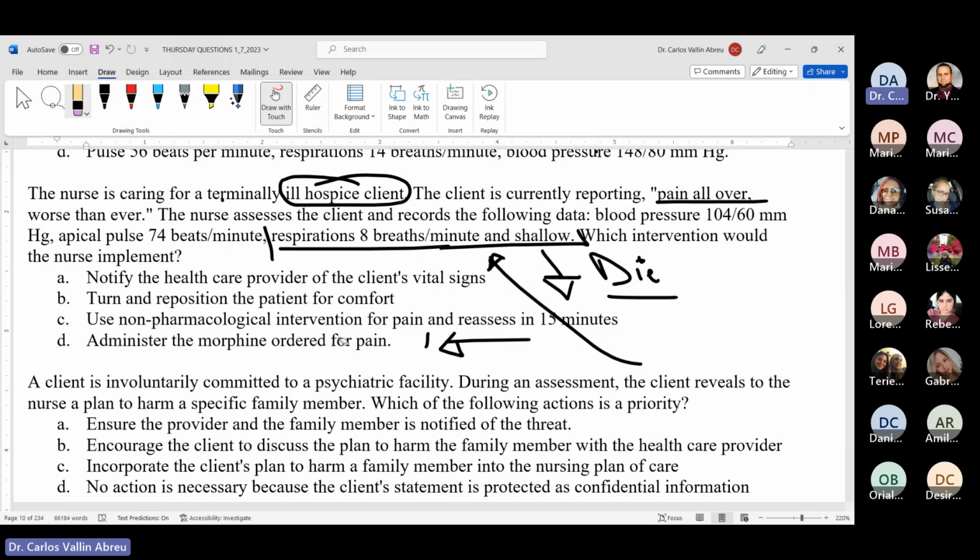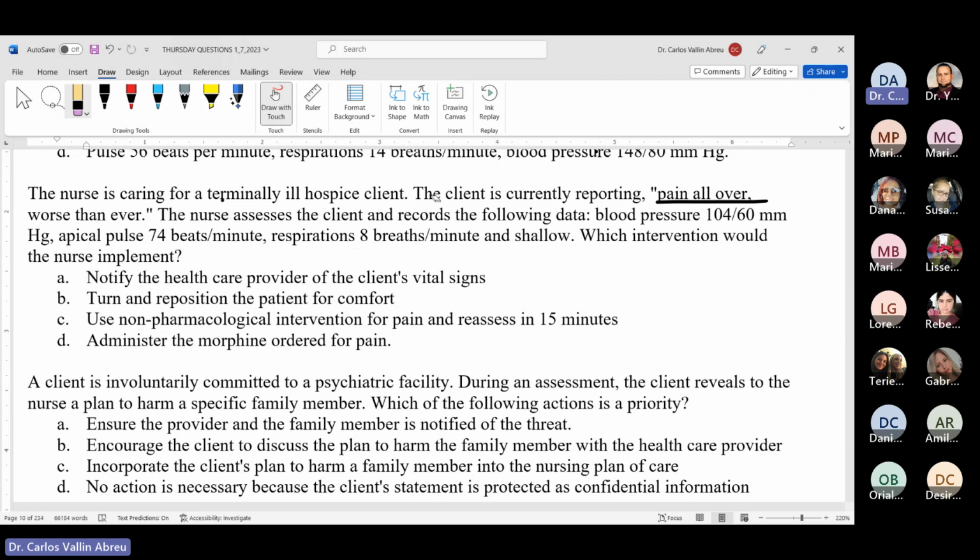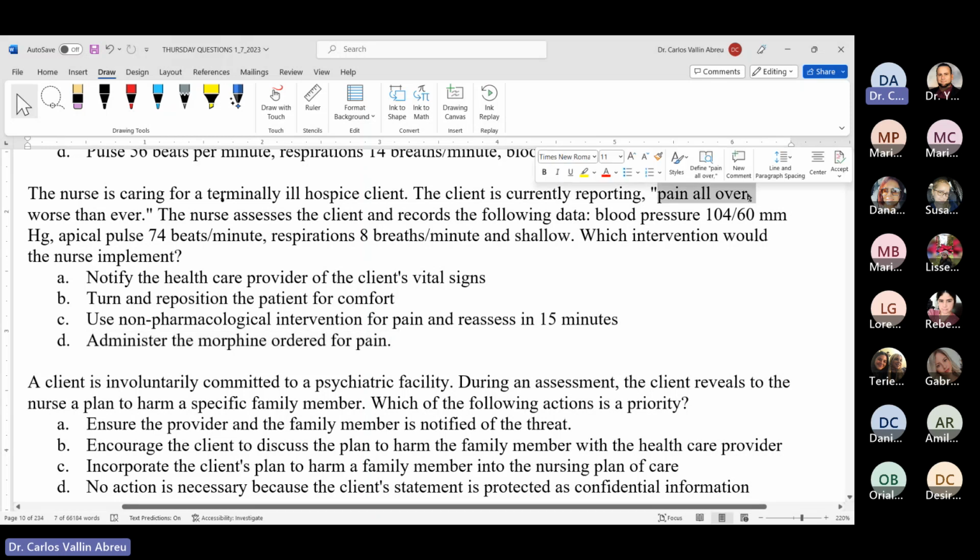So it's difficult to accept, but the answer to this question is D, as in diamond. Administer the morphine. We know that the client is going to die. This process of periods of apnea, Cheyne-Stokes respiration, etc., is part of the process of dying. What is important is that the person dies without unnecessary suffering.